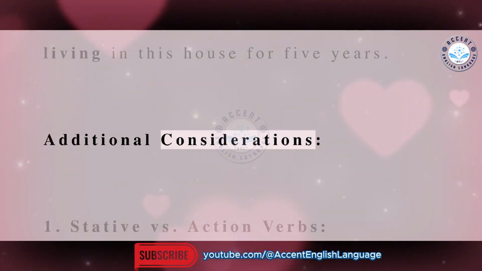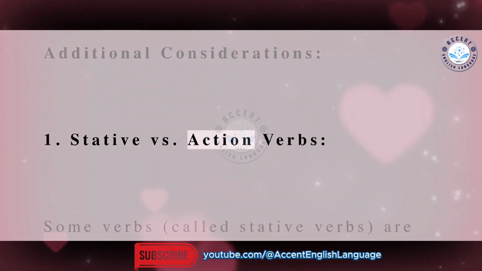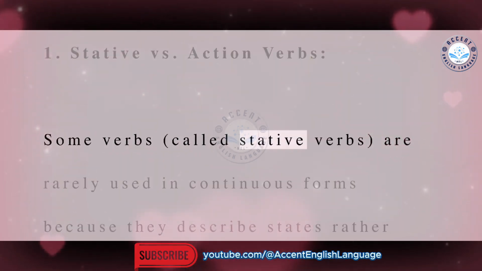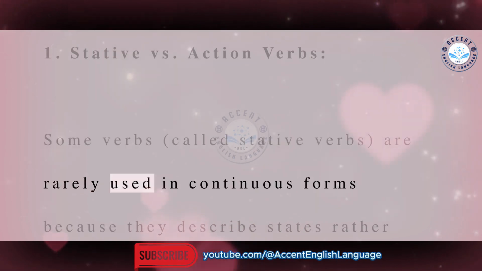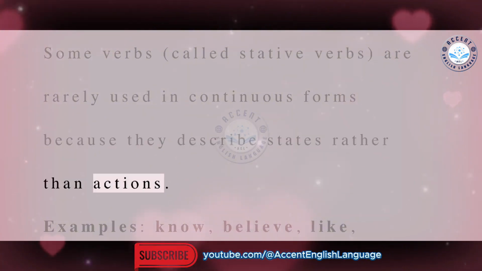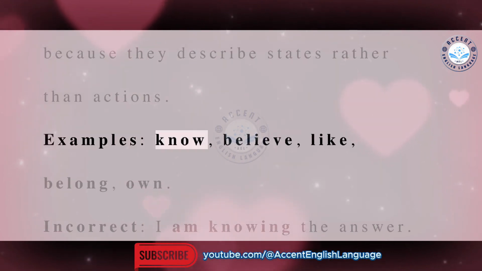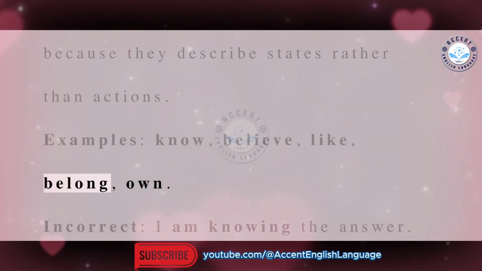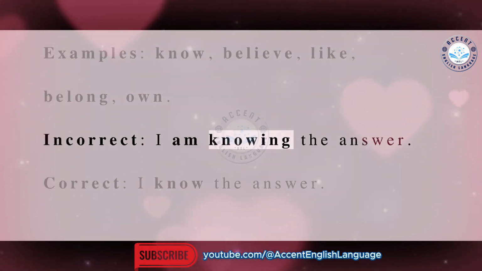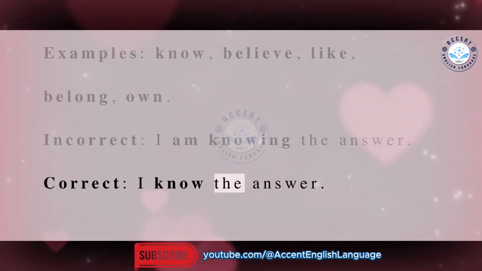Additional considerations. 1. Stative versus action verbs. Some verbs, called stative verbs, are rarely used in continuous forms because they describe states rather than actions. Examples: know, believe, like, belong, own. Incorrect: I am knowing the answer. Correct: I know the answer.